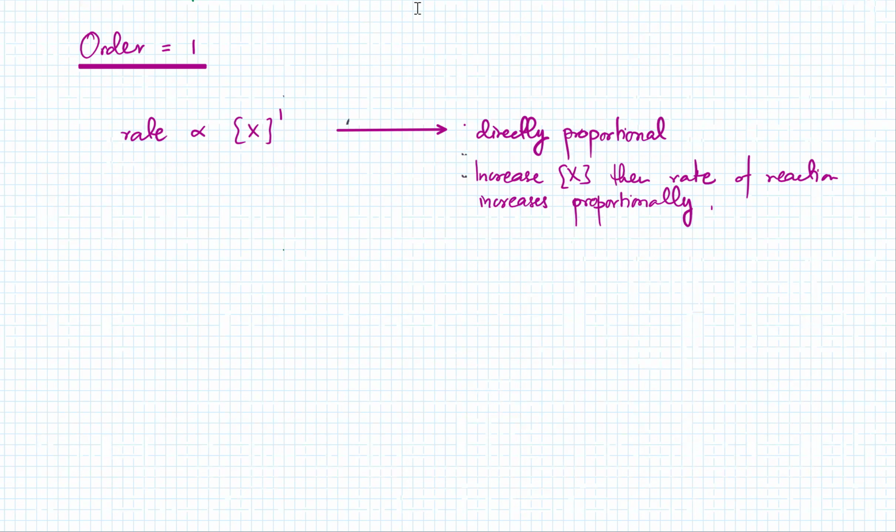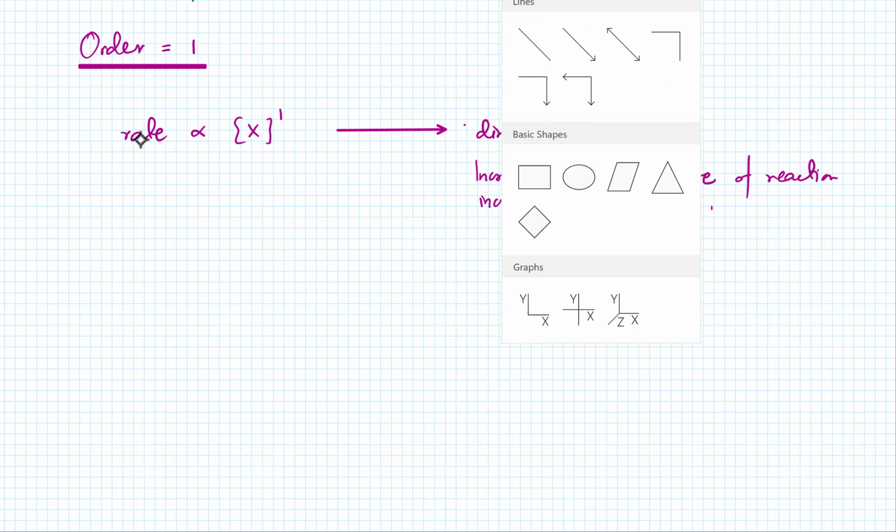If I double the concentration of X, the reaction would be twice as fast. If I triple the concentration of X, the rate of reaction will be 3 times. If I increase the concentration 10 times, the rate will increase 10 times. So that is what is meant by order one. Is that clear? Yes, sir.